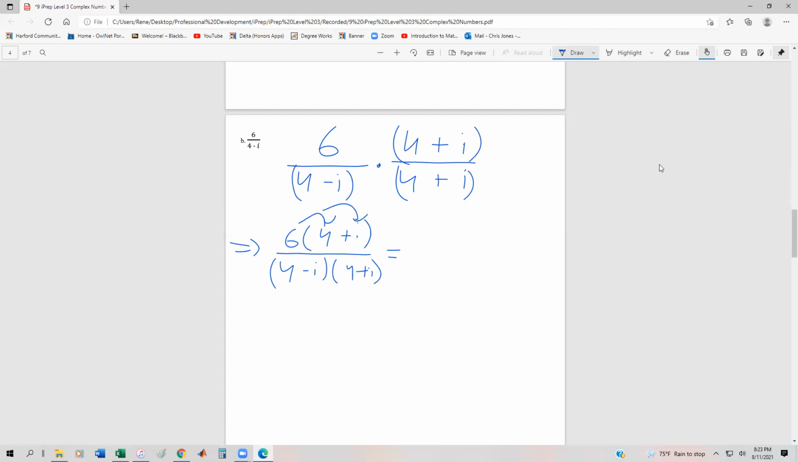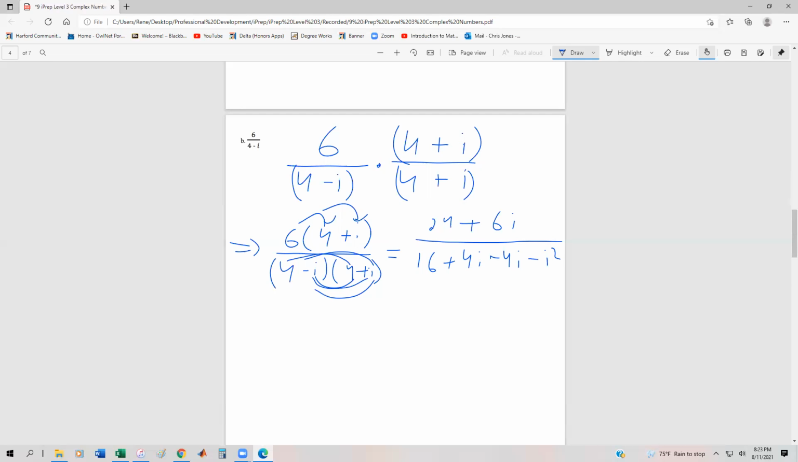And then we're going to go ahead and distribute the numerator. So that becomes 24 plus 6i. The denominator is a little bit more lengthy because it's a FOIL. First, outer, inner, last. 4 times 4, 16 for the first. 4 times i, positive 4i. Negative i times 4 is a minus 4i. And then finally, negative i times positive i is a minus i squared.